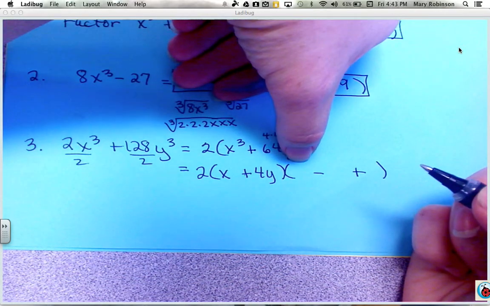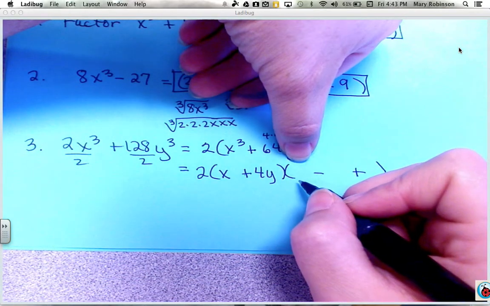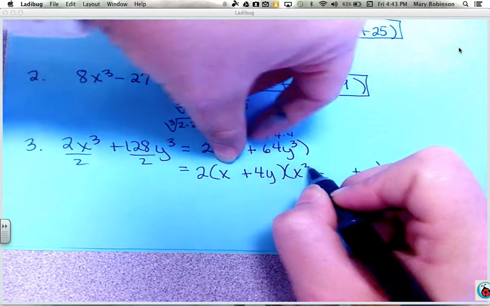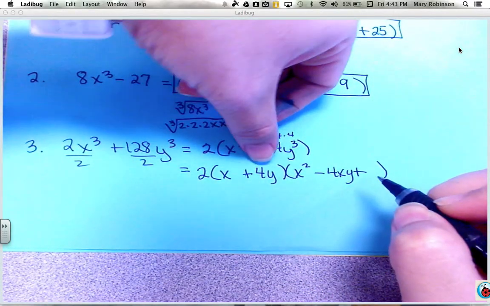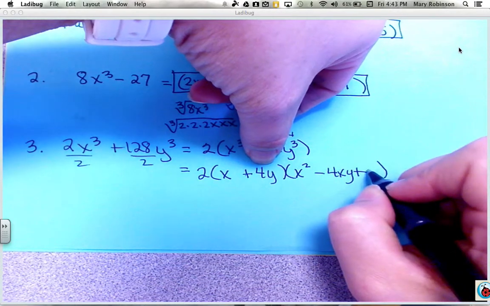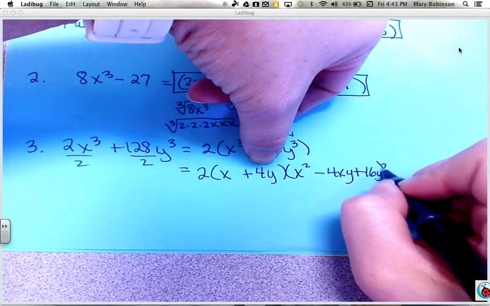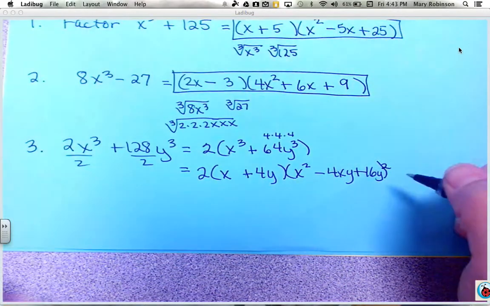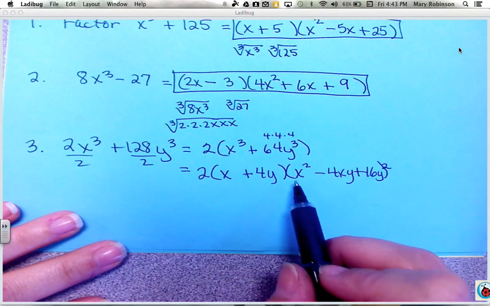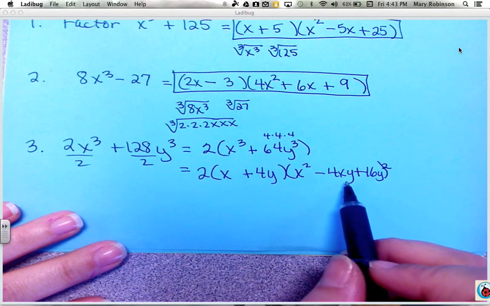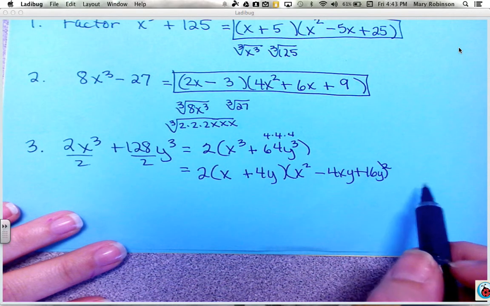Then to get our next term, this first term in our trinomial, we will square x, multiply, and then square the 4y. I should have left a little more room. So we should have (x plus 4y) times (x squared minus 4xy plus 16y squared).